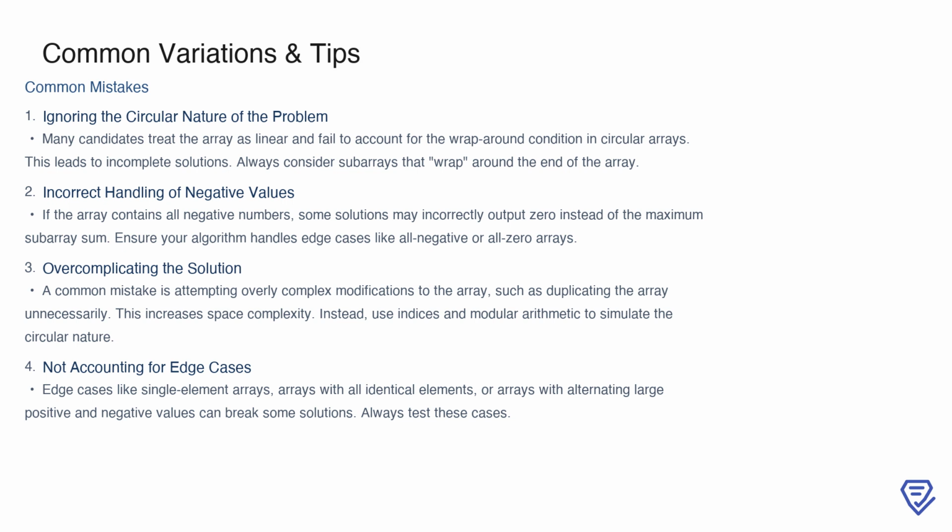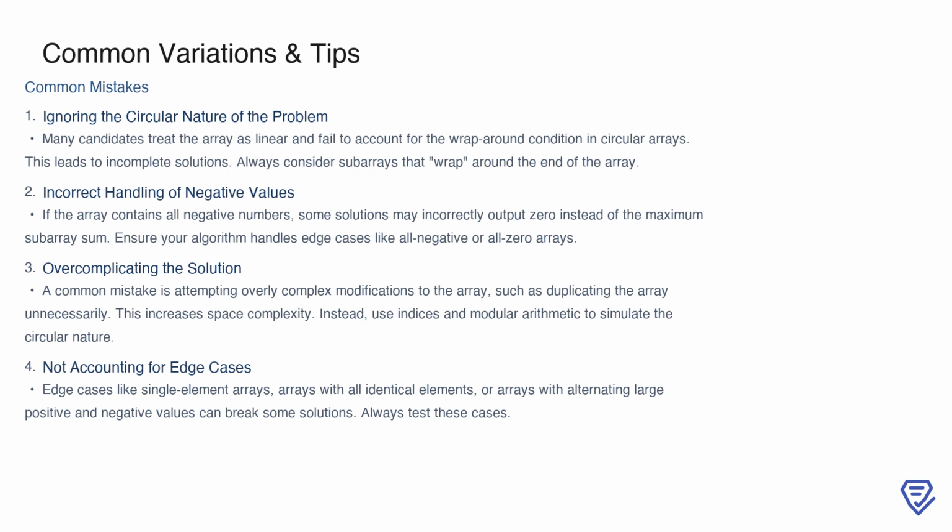Always remember that in a circular array, subarrays can span from the end back to the beginning. Next, incorrect handling of negative values is another pitfall. For example, if the array contains all negative numbers, some algorithms mistakenly return 0 instead of the correct maximum subarray sum, which would be the least negative value. Ensure that your solution accounts for edge cases like all negative or all zero arrays.